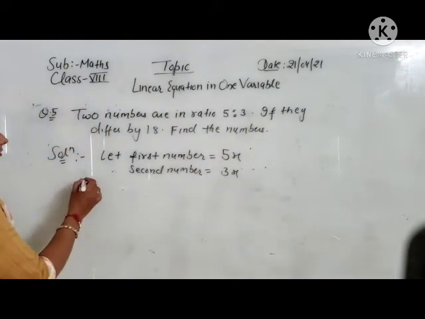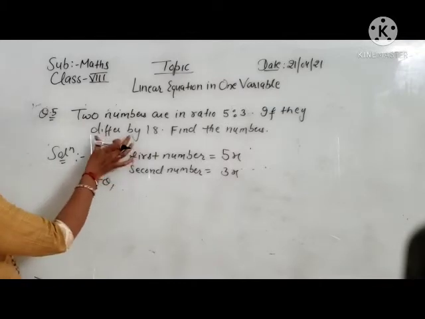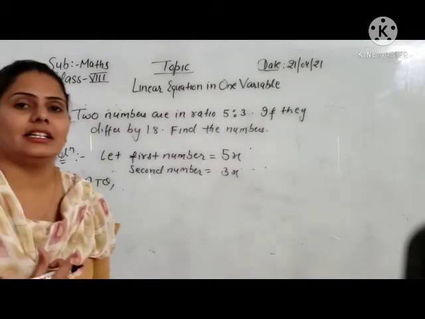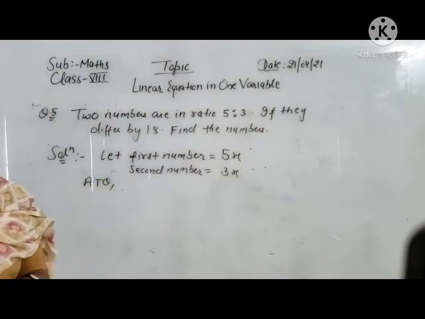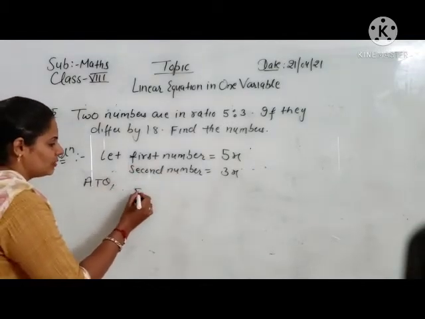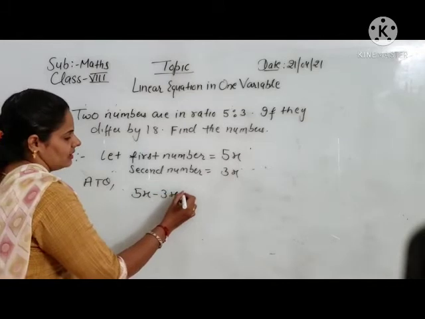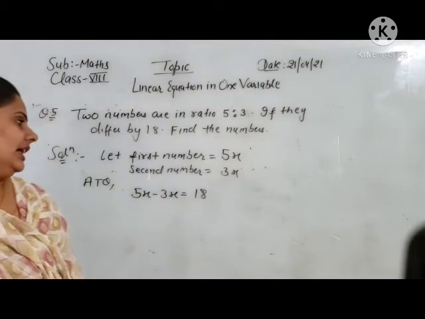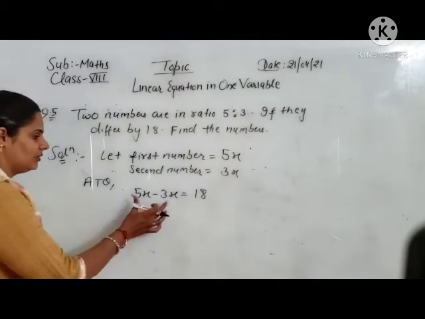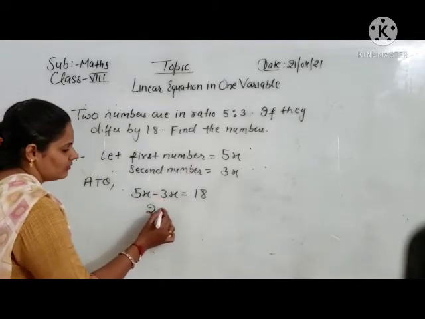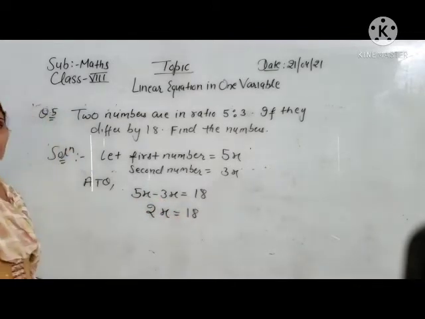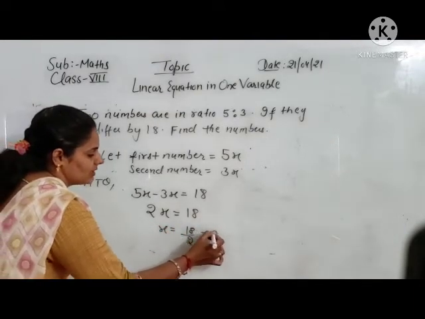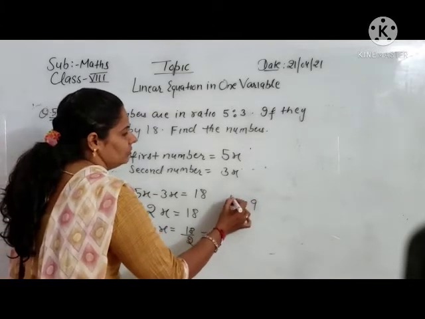Now according to the question, if they differ by 18. Okay, if they differ by 18, differ means difference, their difference is given 18. So according to the question, their difference, it means 5x minus 3x is equal to 18. Clear? 5x minus 3x is equal to 18. So again a linear equation in one variable. So simply you can solve 5x minus 3x. It means it will be 2x is equal to 18. Clear? Now what is the value of x? 18 divided by 2. So you can say it will be 9. So x is equal to 9.